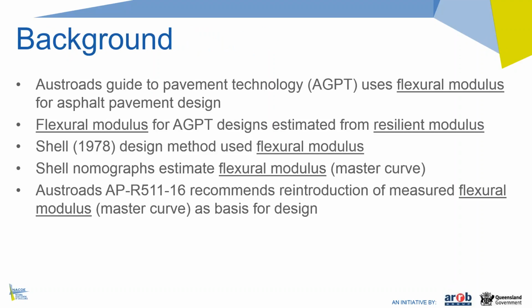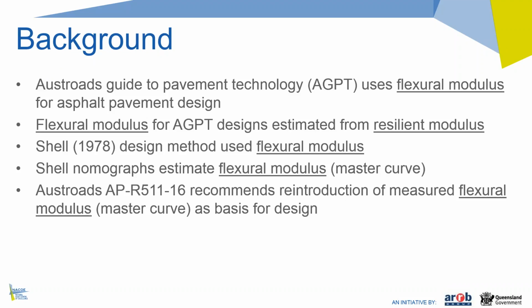So if we then take a step back and look at why we can do this, the current Austroads Guide to Pavement Technology actually already uses the flexural modulus. It's always been the basis of the design method. It's just that we estimate the flexural modulus from resilient modulus values because in the past we haven't actually measured flexural modulus. Shell in 1978, which forms the Shell 1978 design method, which forms the basis for the current Austroads method when it comes to asphalt pavement design, also used flexural modulus.